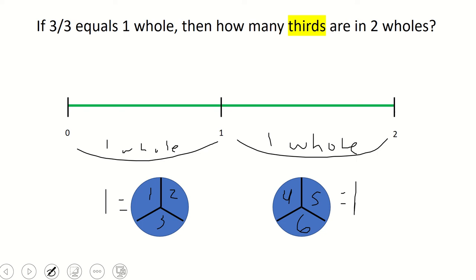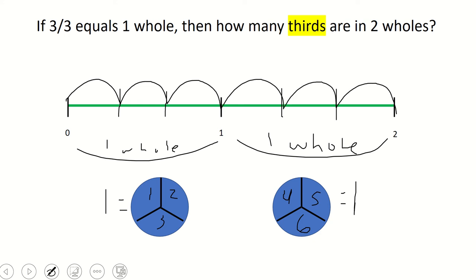Okay, so when we divide something, remember, you divide it into three equal parts within the whole. So if we're dividing into thirds, I'm going to divide from 0 to 1. I'm going to divide into three equal parts. And then from 1 to 2, I'm going to divide it into three equal parts. And then I can count to see how many thirds are in 2 wholes. If I start at 0 and count, it would be 1, 2, 3, 4, 5, 6. Okay. So there are 6 thirds in 2 wholes.